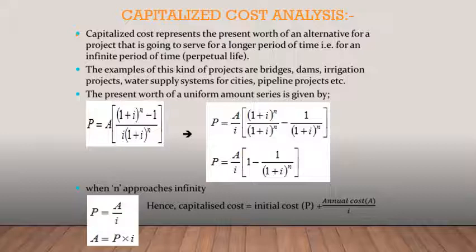When you substitute n with infinity, this bracketed factor gets nullified, and the entire factor reduces to just P is equal to A by I. That means P is equal to A multiplied by 1 by I. This entire bracketed factor will become just 1 by I. So whenever we have capitalized cost analysis, or whenever we deal with an asset that lasts forever, the conversion factor is P is equal to A into 1 divided by I. And the capitalized cost is given by initial cost, that is P, plus annual cost divided by I.